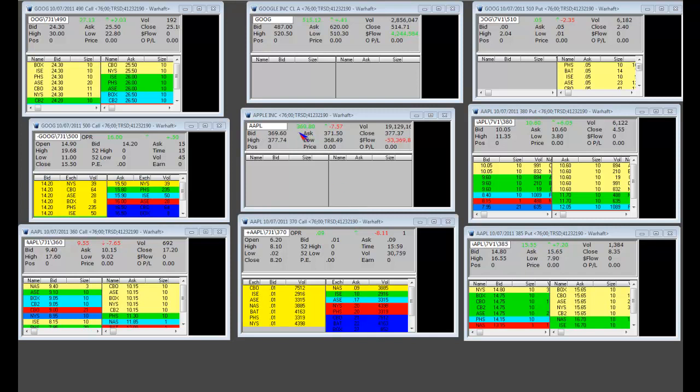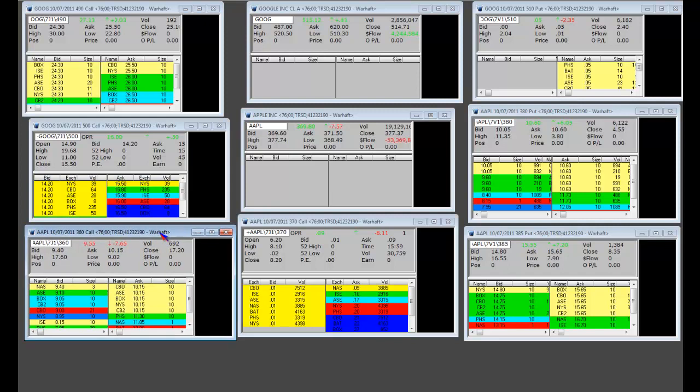Here we have an Apple stock. Here we have a Google stock. Here we have a 510 put that expired Friday, 10/7, and a 490 call that also expired Friday. All of these are 10/7 contracts here. And here's the Apple 360 call down here. Okay, relative here, that's a 360 call.